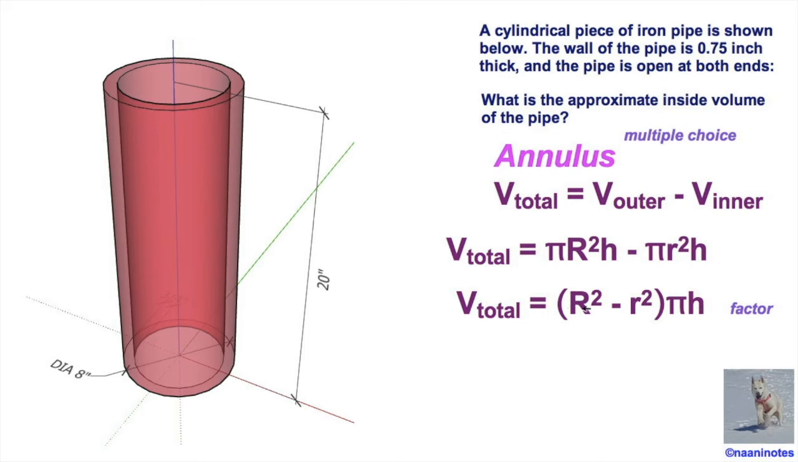And incidentally, r squared minus r squared times pi, that expression is the annulus. And the annulus times the height gives me the volume of that pipe. But I'm going to let you do the arithmetic because that's why you're here.